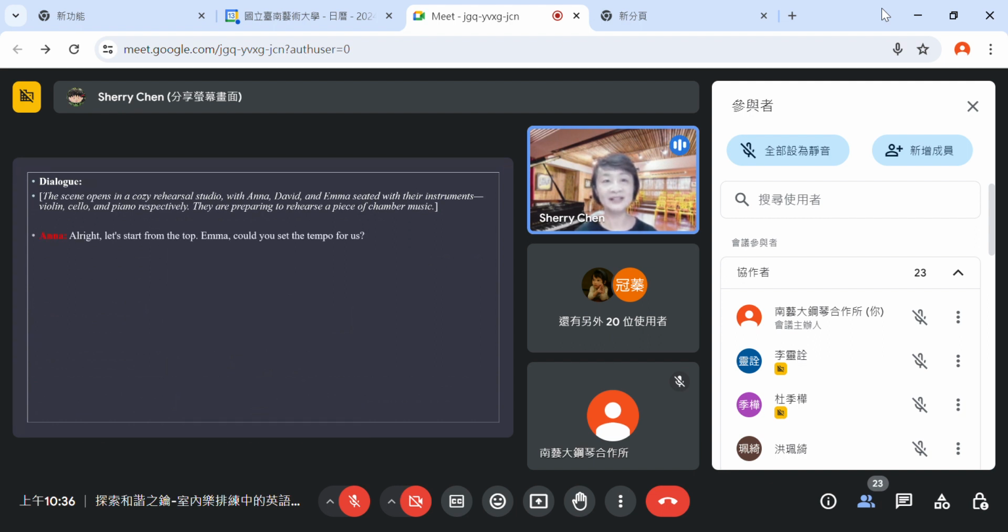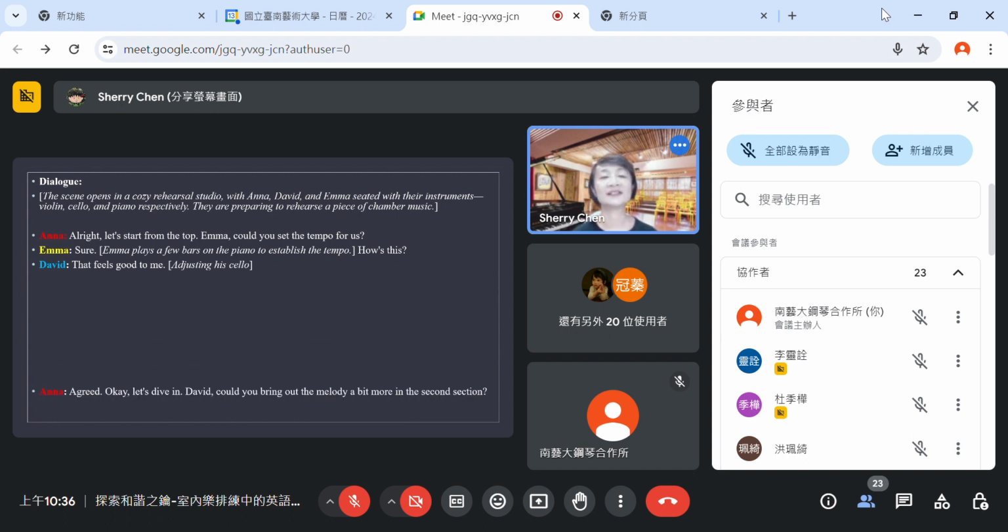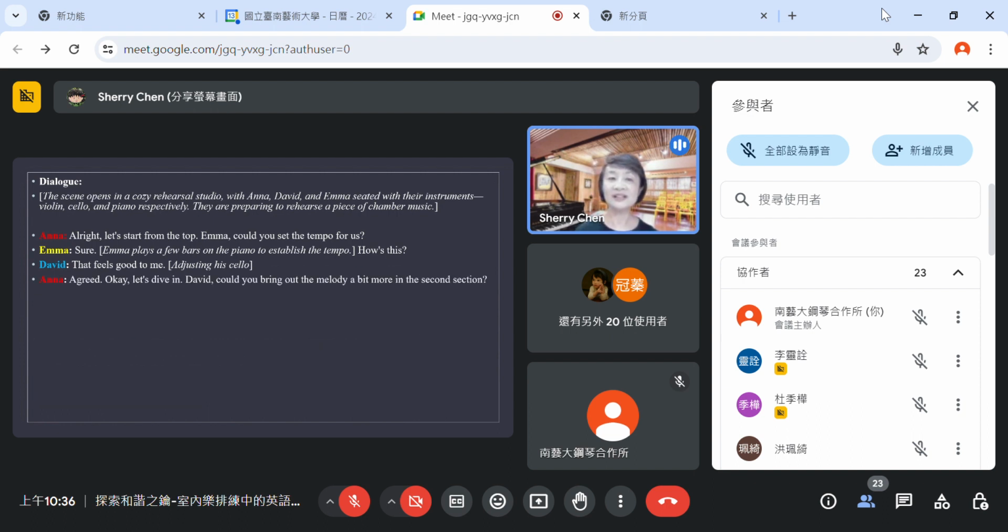Anna says, all right, let's start from the top. Emma, would you set the tempo for us? Okay, so Anna very politely gives the chair to Emma to set the tempo. Sure. Emma plays a few bars on the piano. Emma is the pianist to establish the tempo. How's this? David says, that feels good to me, adjusting his cello. He's a cellist. Agree. Okay, let's dive in.